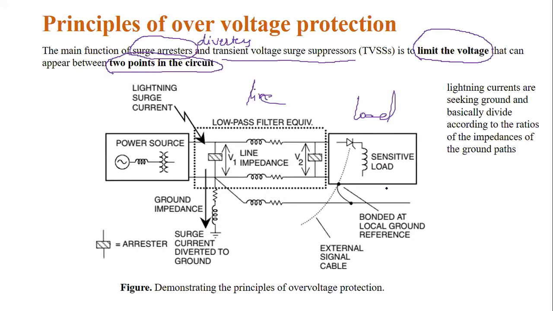Suppose there is a lightning strike here, hitting any of these lines in between the source and load. See the diagram: source. We already saw this in the last class. This is the load.